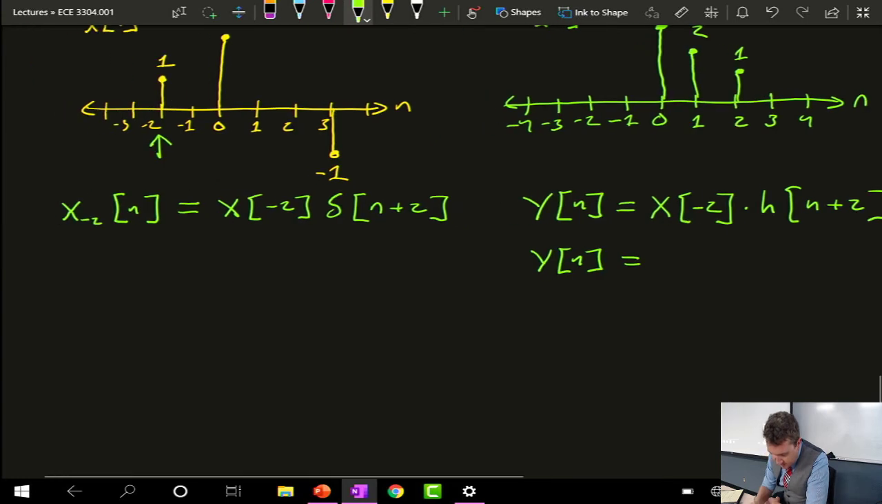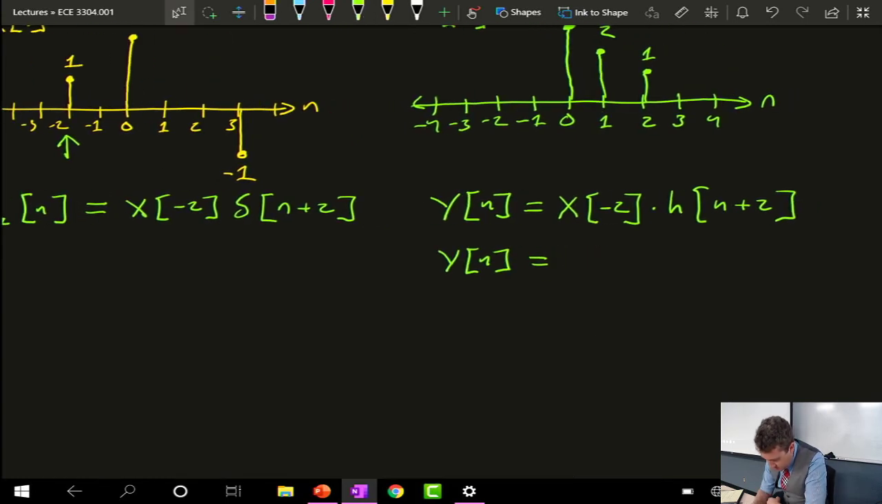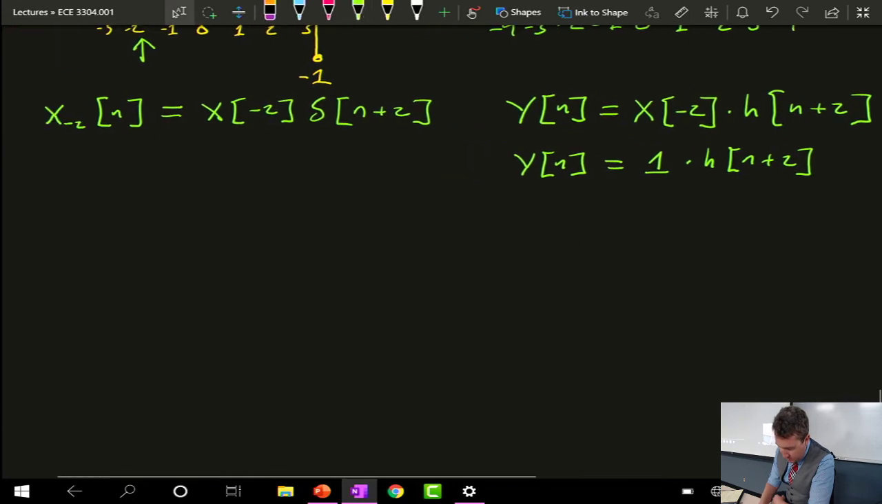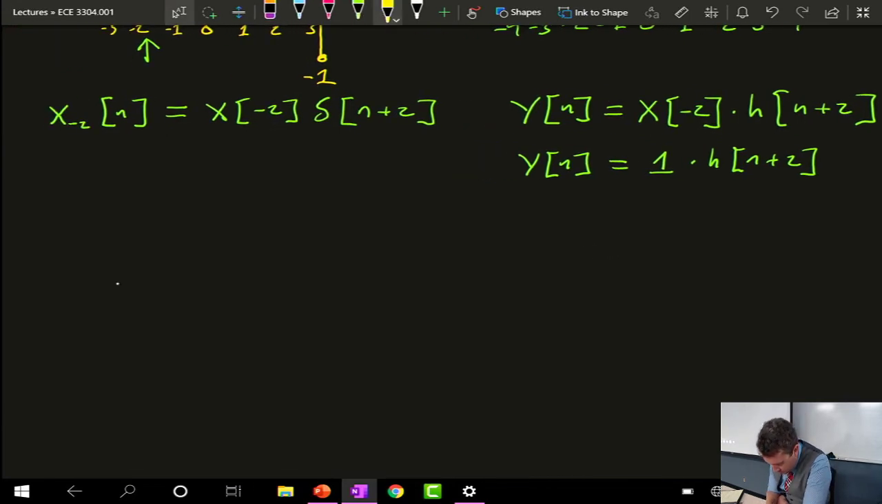so x of -2 is equal to what? Just 1 times h of n shifted to the left by 2. Or yeah, shifted to the left by 2. So what we're going to do is draw what that looks like.